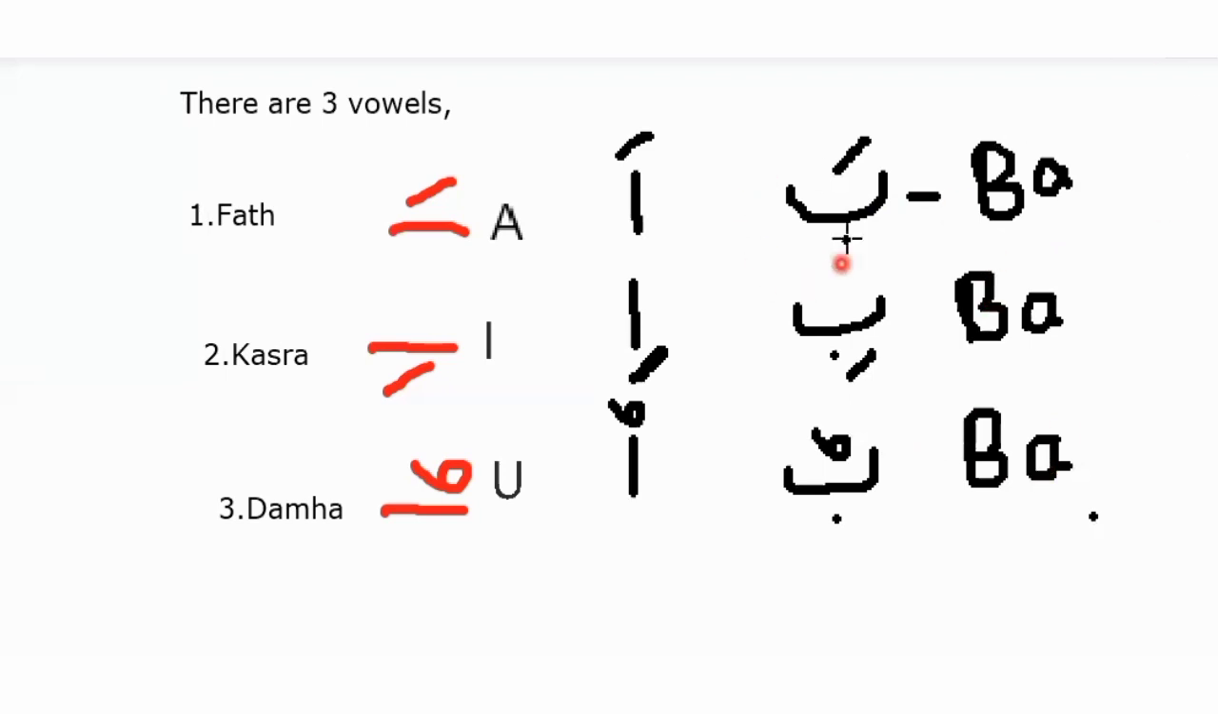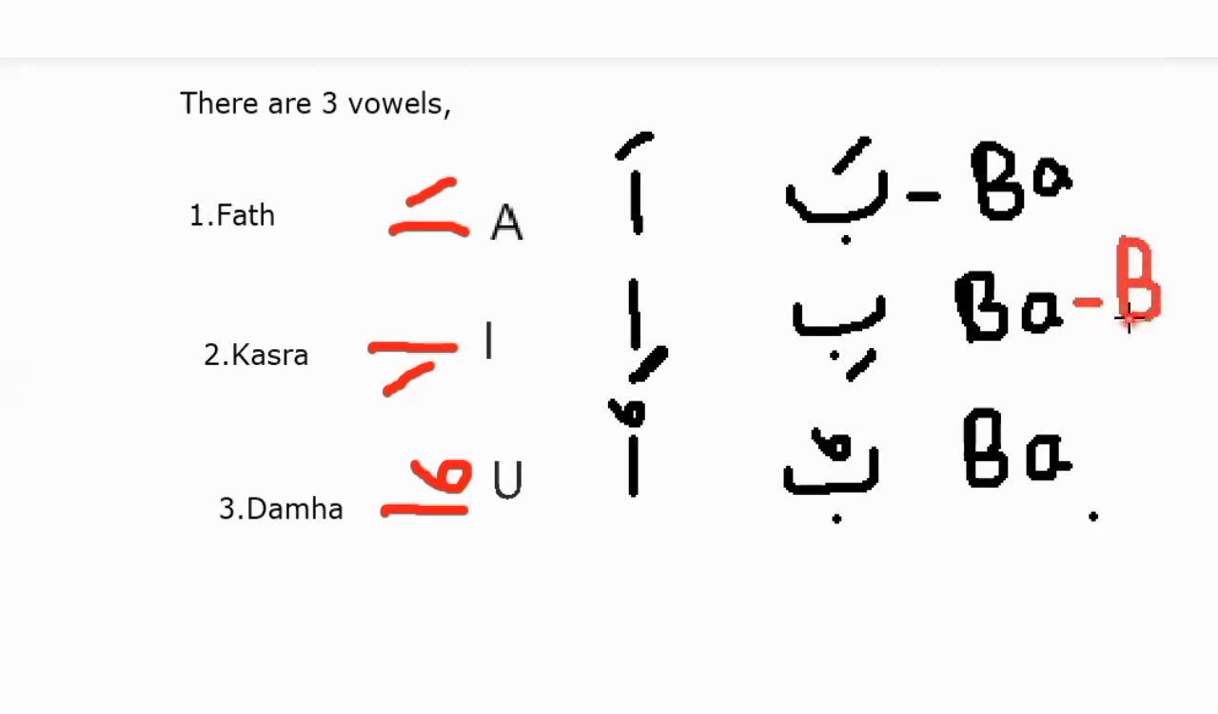When we read them, first of all we will read the letter Ba, after that the symbol Fatha, and then connect both sounds. Ba, Fatha sound is A. So it's Ba, Fatha, Ba. I think you can understand it properly like this.